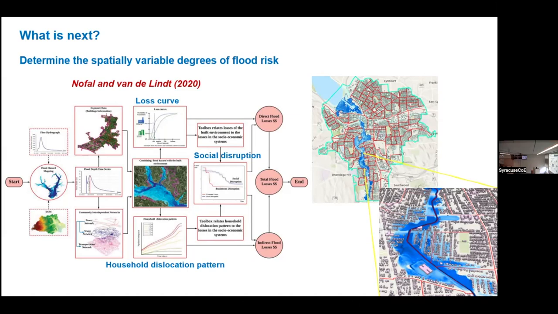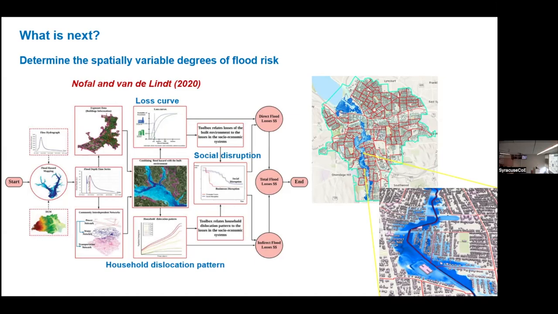My focus will be on spatially variable degrees of flood risk. You can see in this map what we have already got. These are all the flood inundation zones. And think about that. When a flood happens, it's not only the people and the houses in this zone that will be affected. The houses in the neighboring areas will be affected for sure, right? So how do you take that into consideration? That to me is more important, so that I can tell not all the people are facing the same degree of flood risk in this area.